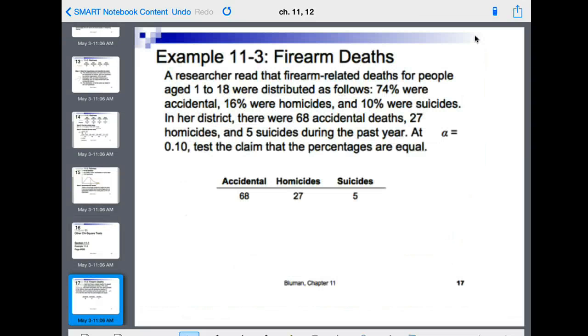Here's another example. A researcher read that firearm-related deaths for people aged 1 to 18 were distributed as follows: 74% were accidental, 16% were homicidal, 10% were suicides. In her district, there were 68 accidental deaths, 27 homicides, and 5 suicides during the past year. At alpha 0.10, test the claim that the percentages are equal.